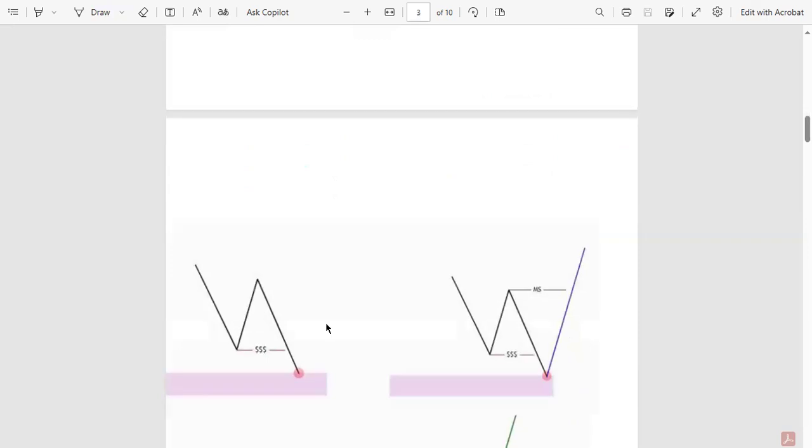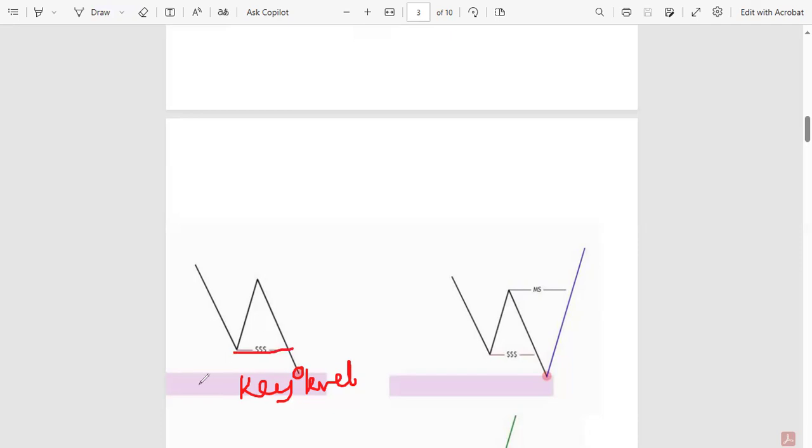Let me show you the example. Okay, so you can see here, this is the key level. The key level is here, and you can see price tapped into the key level. But when price was approaching this key level, there was this liquidity sweep. So make sure you have this.